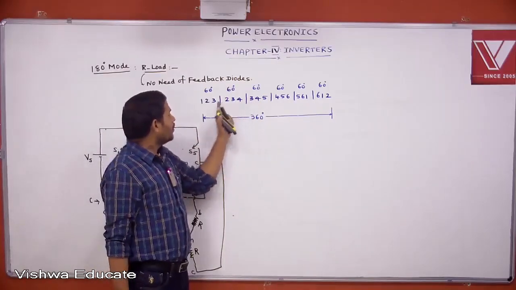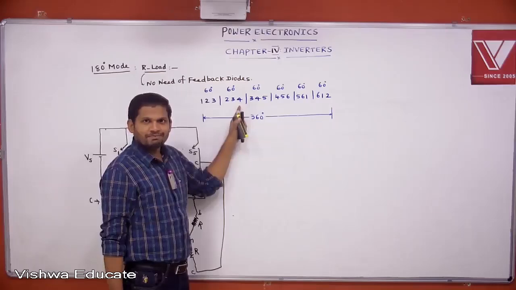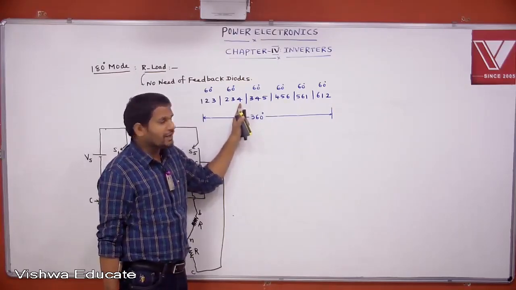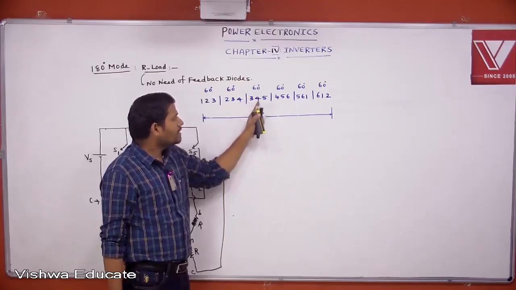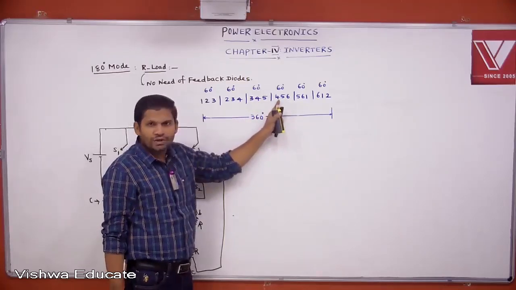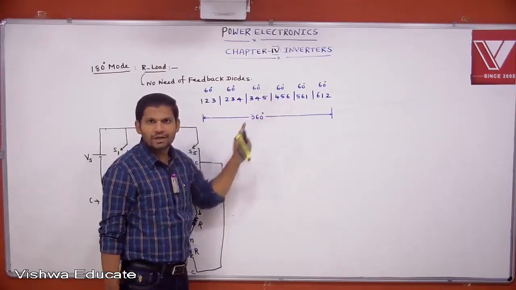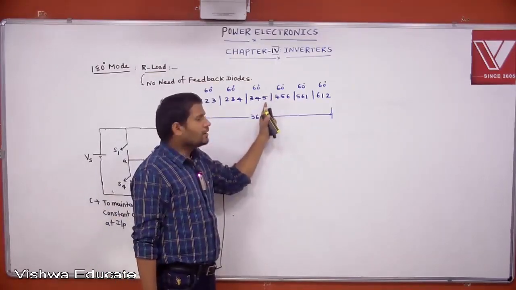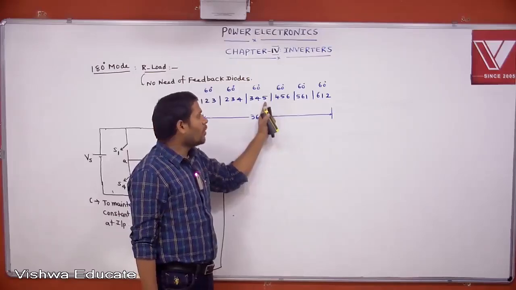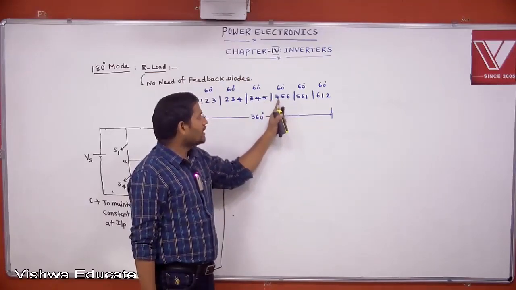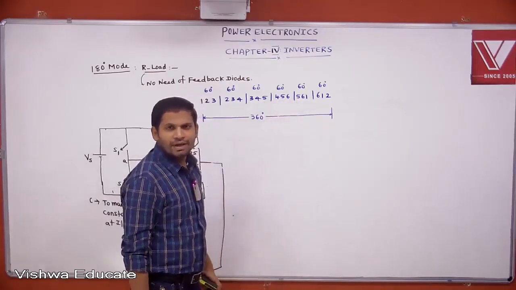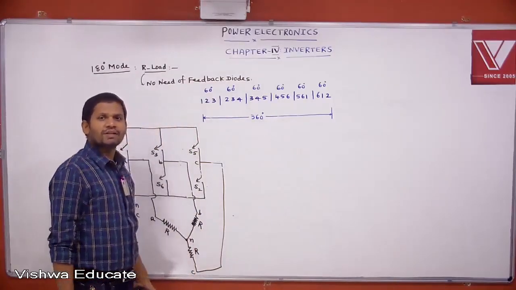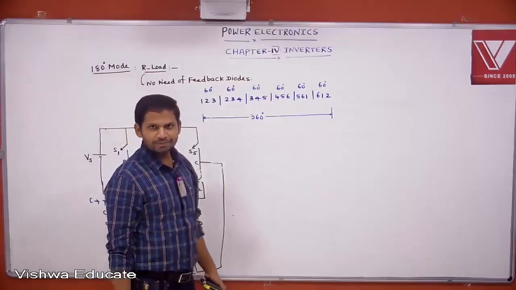Now here 1 is turned off, 4 is triggered. At this instant 4 is triggered, how much angle is 4 conducting? Here 4 is conducting, here also 4, here also 4: 60 plus 60 plus 60, 180 degrees. Then here 5 is triggered, and 5 is conducting 60, 60, 60. Each device is allowed to conduct for an angle of 180 degrees. That's why it is called 180-degree mode of operation.